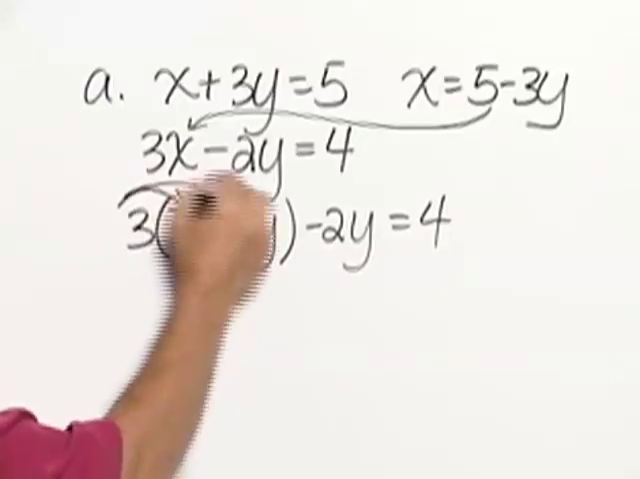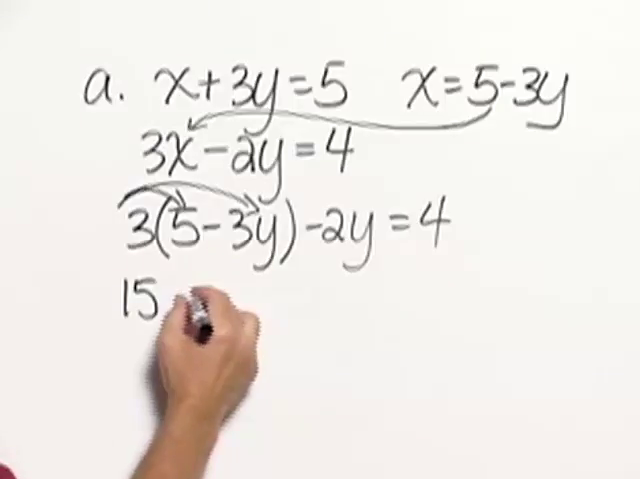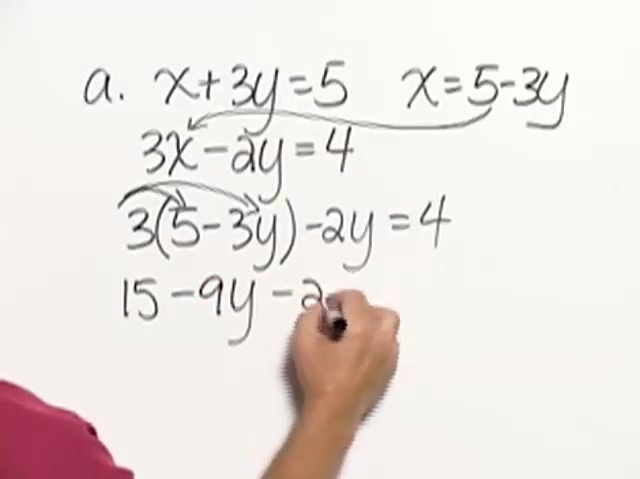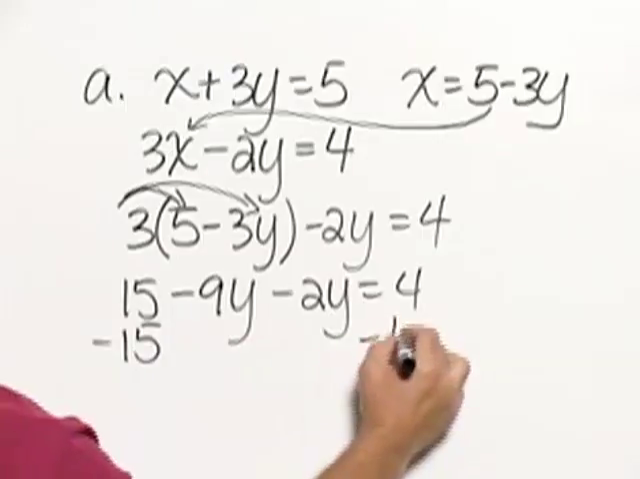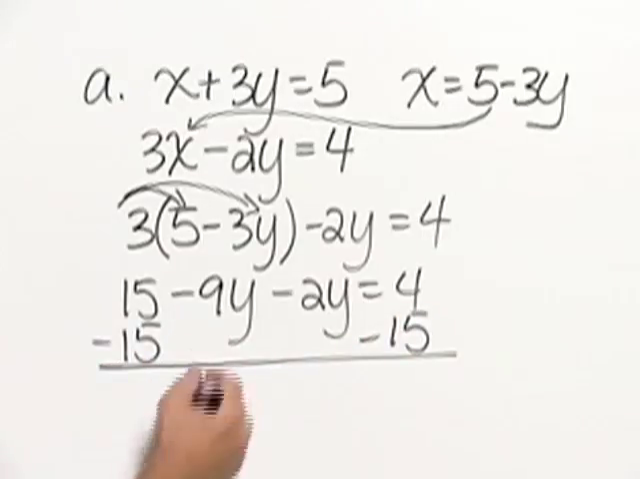Distribute the 3 inside the parentheses. 3 times 5 is 15. 3 times 3 is 9, so we have minus 9y. We still have the minus 2y equals 4. Since the y's are on the left side, let's subtract 15 from both sides. When we do this, we will also be able to combine the like terms negative 9y minus 2y.